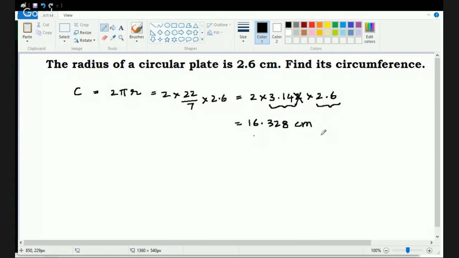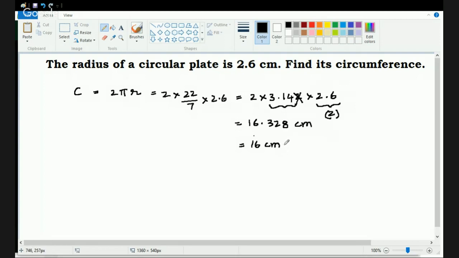My dear, radius is having how many significant digits? 2. Your answer should have 2. Then how much answer I should write? 16, sir. Okay.